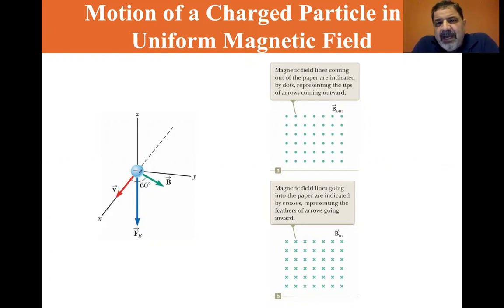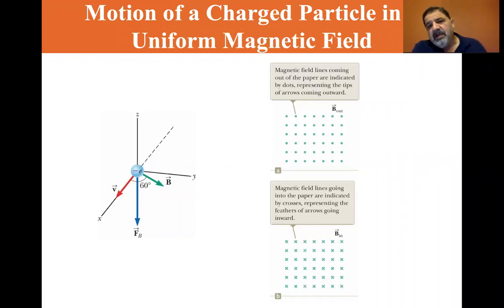Magnetic field lines coming out of the paper are indicated by dots representing the tips of arrows coming outward. So if you see little dots, you think of the points of the arrow. So in A, the magnetic field is coming out of the screen right at you.